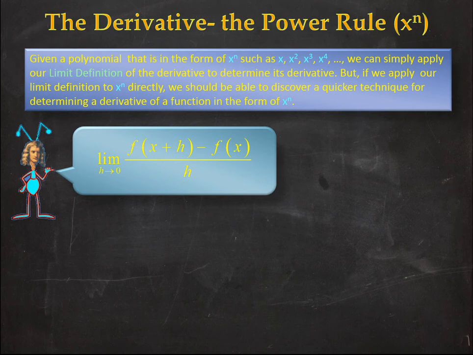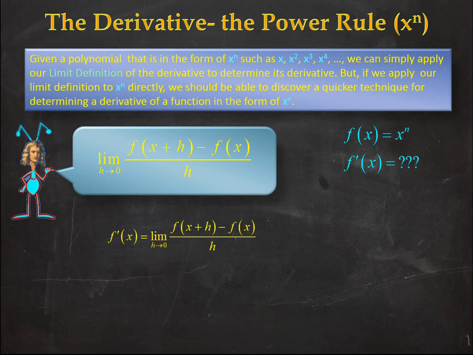So we'll take our limit definition, and what we will do is we will let our function f of x equal x to the n. Now we need the derivative, so we'll apply a limit definition to that. We'll substitute x plus h into our function, and I get x plus h to the n. And this is where we have our dilemma. We need to expand out x plus h to the n.